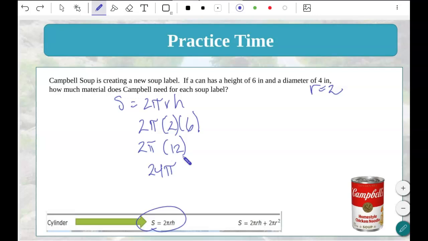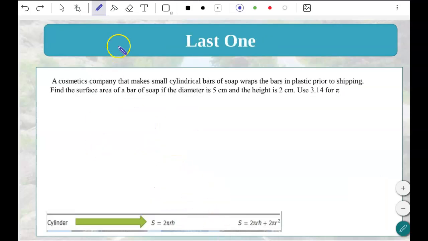Put it into your calculator. 24 second caret sign. 24 times pi is 75.398. So I'm going to round it to 75.4 inches for each label. All right, last one, here we go.